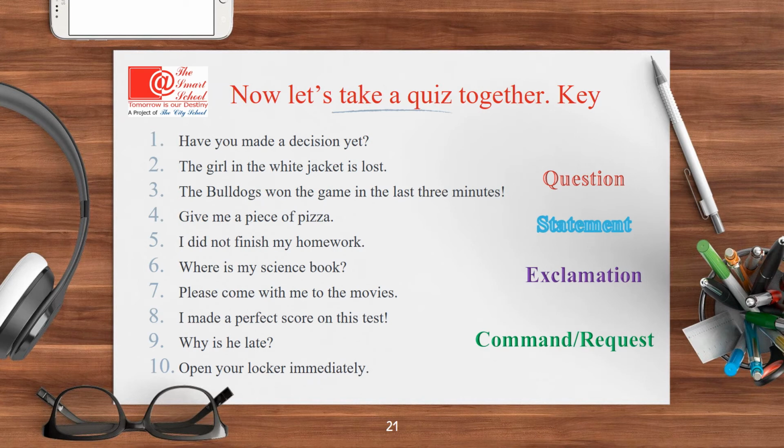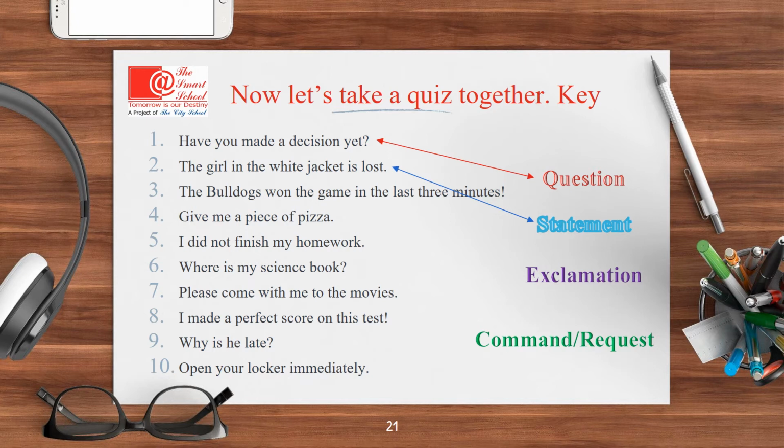Now let's check whether our answers are correct or not. Have you made a decision? What type of a sentence is this? Yes, it's a question. Why? Because it's asking us about the decision, and also it is ending with a question mark. The girl in the white jacket is lost. It's a statement. Why? Because it is giving us more information about the girl.